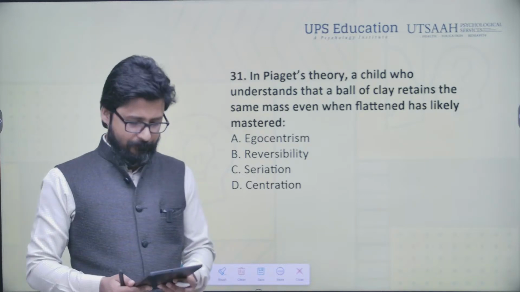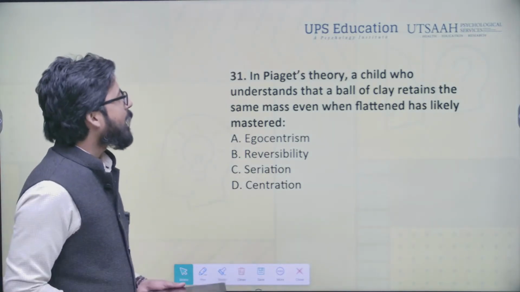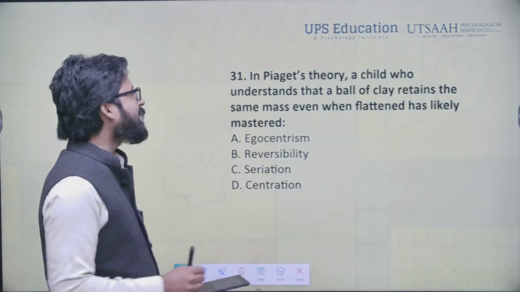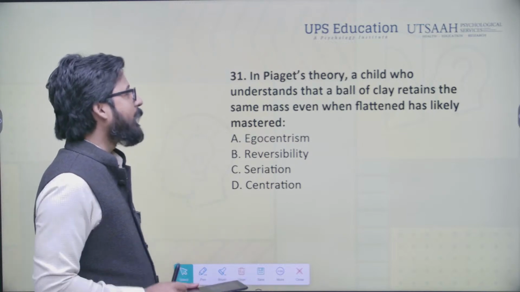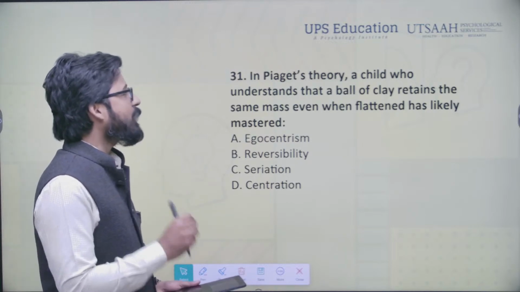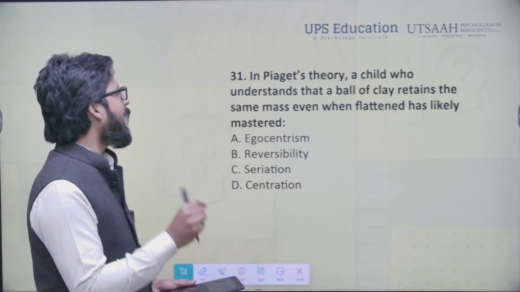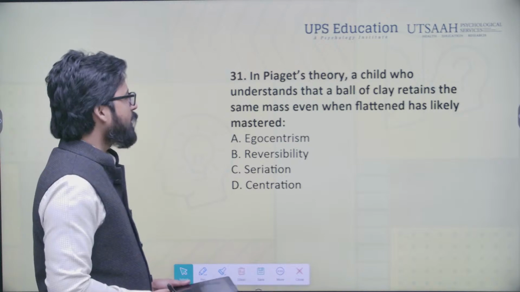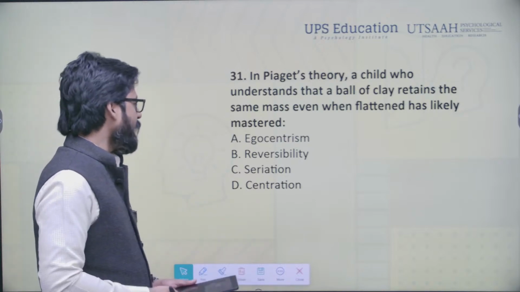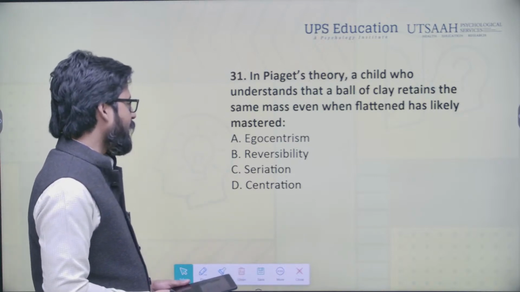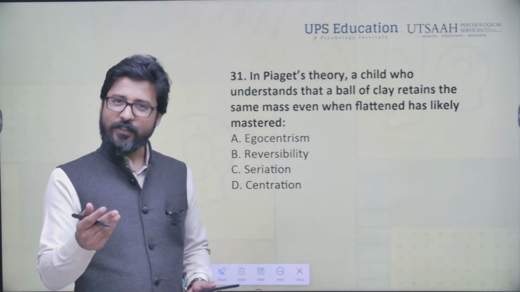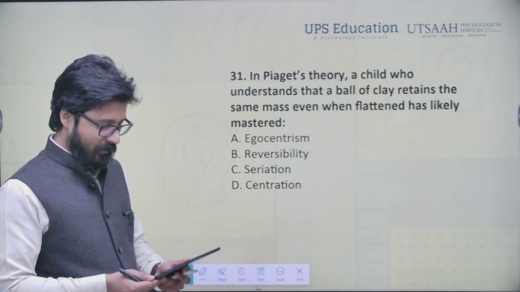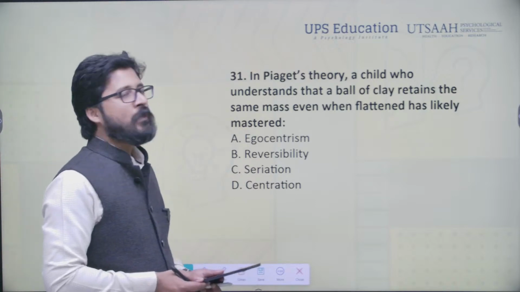The first question I added is: in Piaget's theory, a child who understands that a ball of clay retains the same mass even when flattened has likely mastered. You have these four options: egocentrism, reversibility, seriation, and centration. If you know the answer, you can mention it in the chat box, in the comment box.